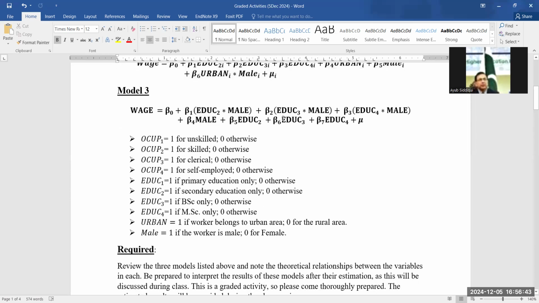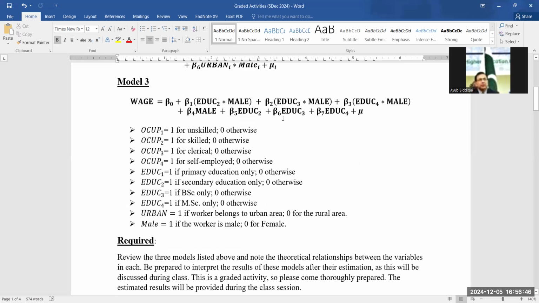And the third model includes interaction terms of the qualitative variables. For example, each of the education categories has been multiplied with male. Education again is a dummy variable, and male is also a dummy variable. Male, as I mentioned earlier, is equal to 1 for the male category and 0 for the female category.